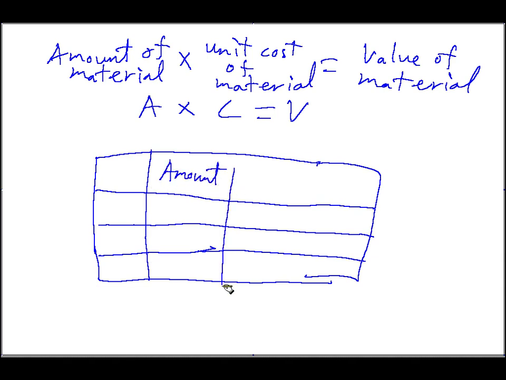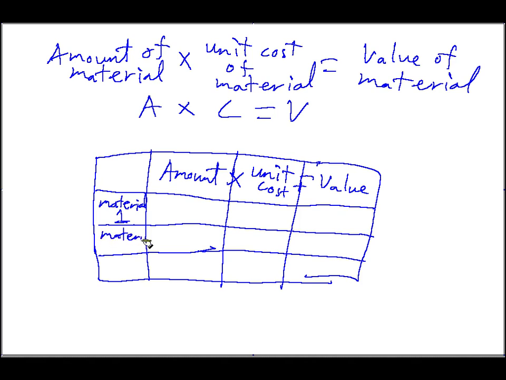times unit cost. You can use A times C if you want to abbreviate. That's fine too. And I'll probably do that later on as well. Is equal to value of material. So what goes in these boxes? Well, this is material 1, material 1 and material 2. So for example, peanuts here, walnuts here, and down here, the resulting mixture. So material 1, material 2, and the mixture.